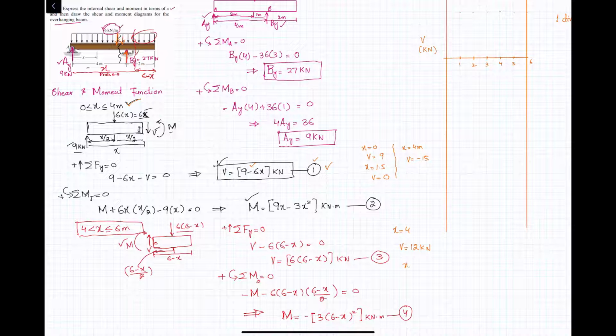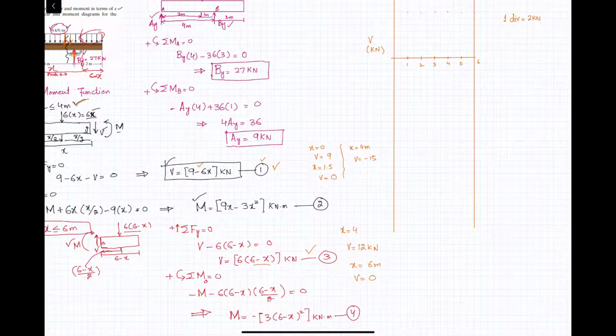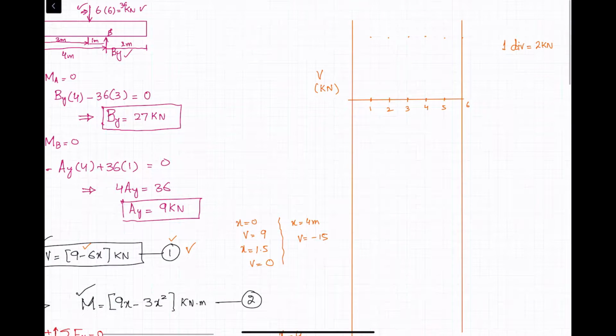Now at x equal to 6 meter, you put x equal to 6 meter in equation number 3. So 6 minus 6 is 0, so V is equal to 0. Now we have all the values, all the ranges. So you can plot them. At x equal to 0, V is equal to 9. So 2, 4, 6, 8, 9 is somewhere here. So this is your first point.